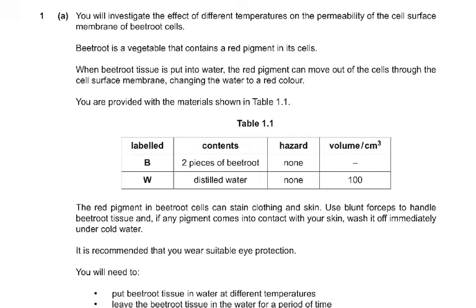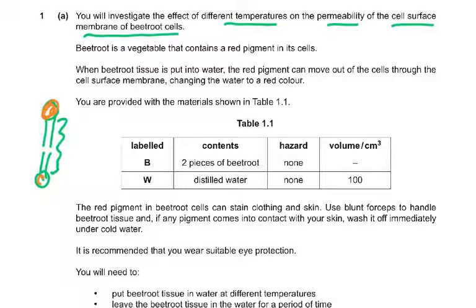Now, looking at question number 1, you will investigate the effect of different temperatures on the permeability of the cell surface membrane of beetroot cells. Now think theoretically. We are discussing the permeability of the cell surface membrane. So think, what is the structure of the cell surface membrane? It's a phospholipid bilayer, with the phosphate head and the fatty acid tails, and they orient inwards. These fatty acid tails are the hydrophobic part, and the phosphate heads are the hydrophilic part. So just quickly revise it in your mind.